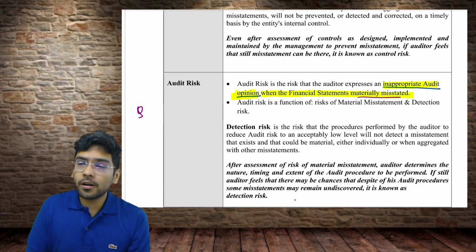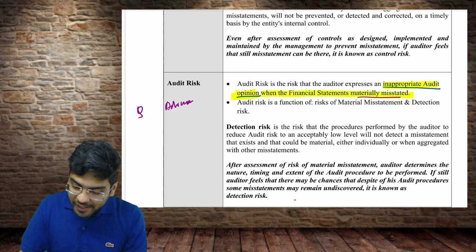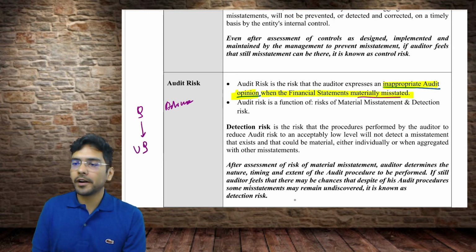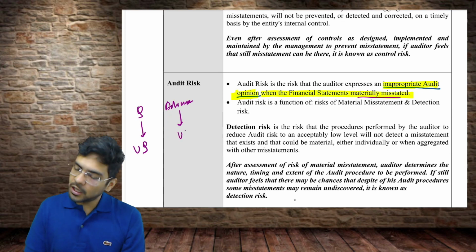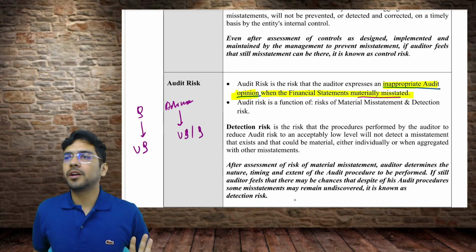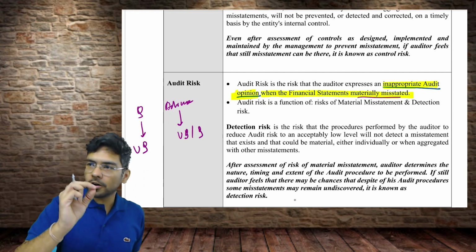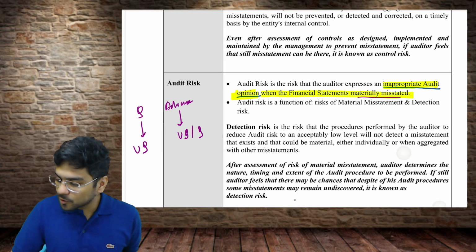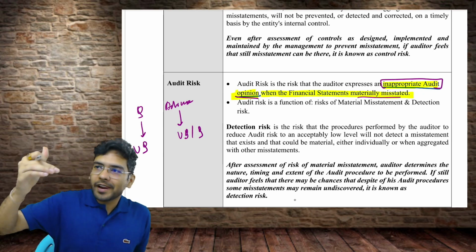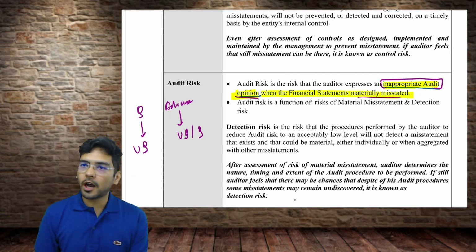Either qualified or, let's say, adverse. Now let's say instead of giving qualified, the auditor gives unqualified. Instead of giving adverse, he gives unqualified, or let's say qualified. Will this amount to audit risk? Yes or no? What is the definition of audit risk? Audit risk is the risk that the auditor expresses what kind of opinion? Inappropriate audit opinion, when the financial statements are materially misstated. Are you all okay with this?